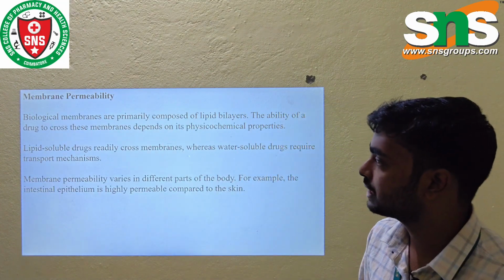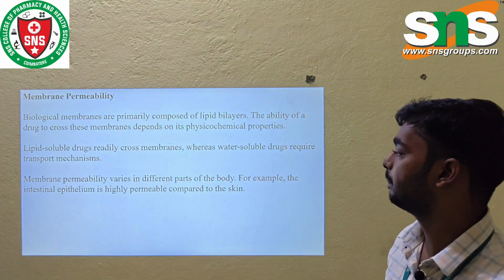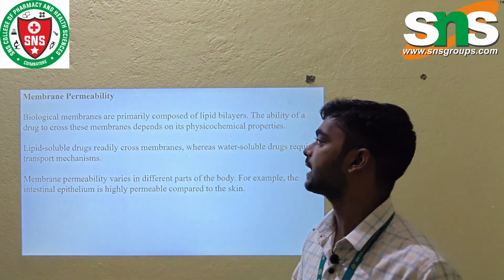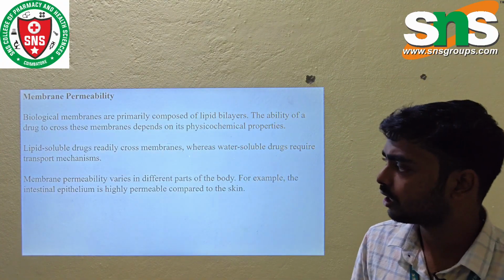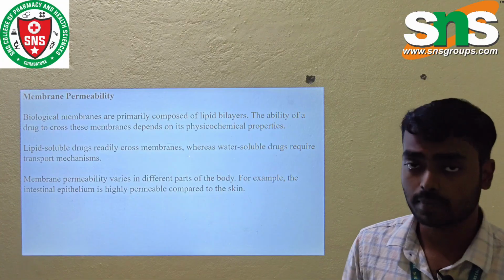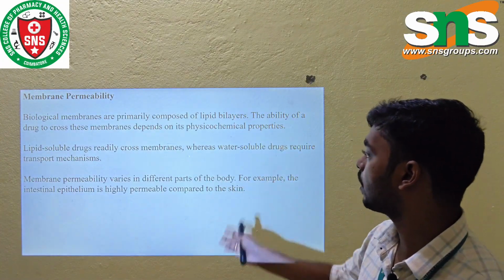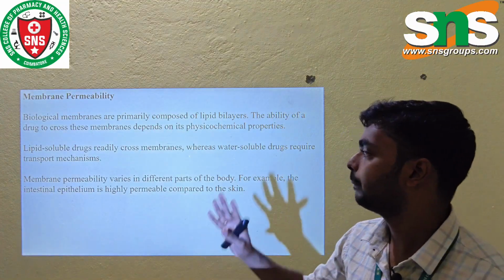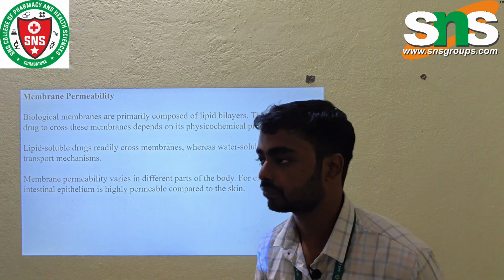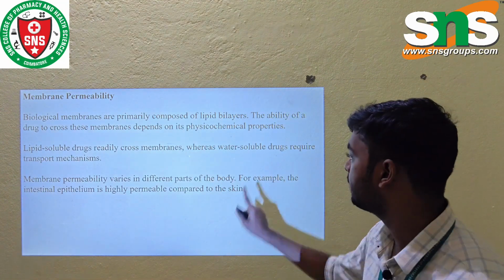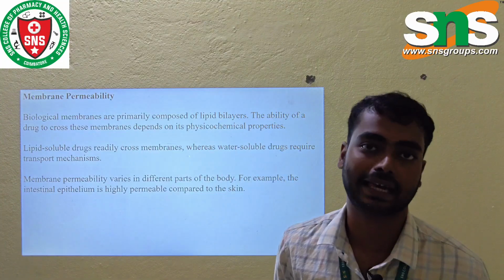Next, membrane permeability. Biological membranes are primarily composed of lipid bilayers. The ability of a drug to cross the membrane depends on its physicochemical properties. Lipid soluble drugs readily cross the cell membrane, whereas water soluble drugs require a transport mechanism.